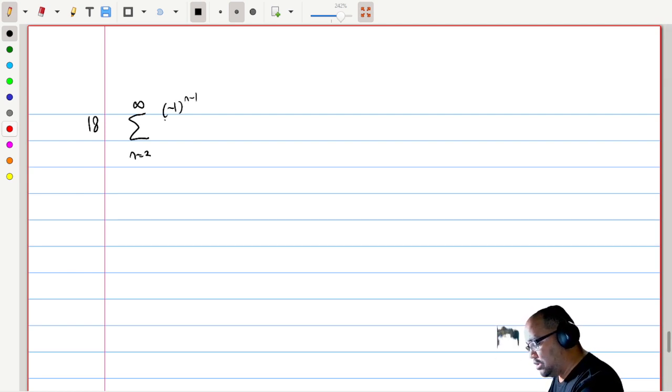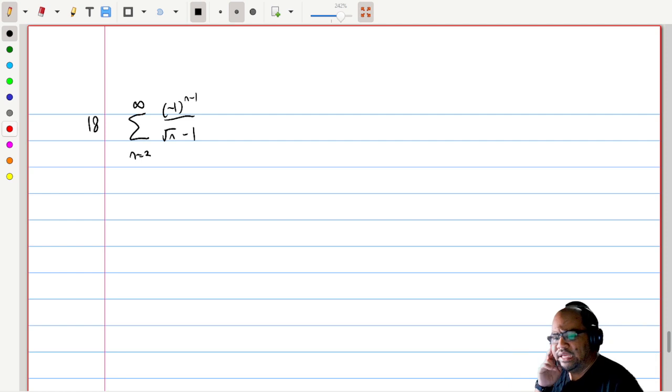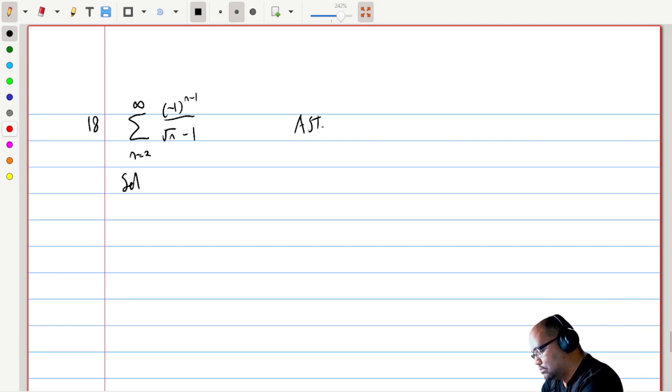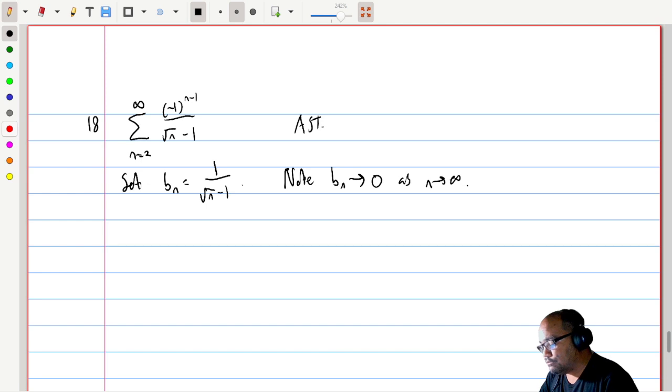It's minus 1 to the n minus 1 over the square root of n minus 1. So this one's alternating, and looks like I do have a helper sequence that's positive and decreasing with limit 0, so I can use the alternating series test. So set bn to be 1 over the square root of n minus 1. So note that bn goes to 0, so it has limit 0. It's positive because the square root is positive.